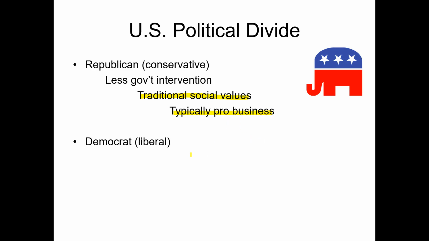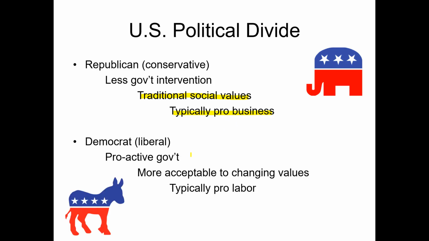The Democratic or liberal-leaning party, a little bit more towards a proactive government to try to address issues perhaps earlier than the conservative side would want, by being more liberal, generally more acceptable to the changing values, shifting norms that occur in a society, typically leaning more towards pro-workers' rights, pro-labor, things like that.